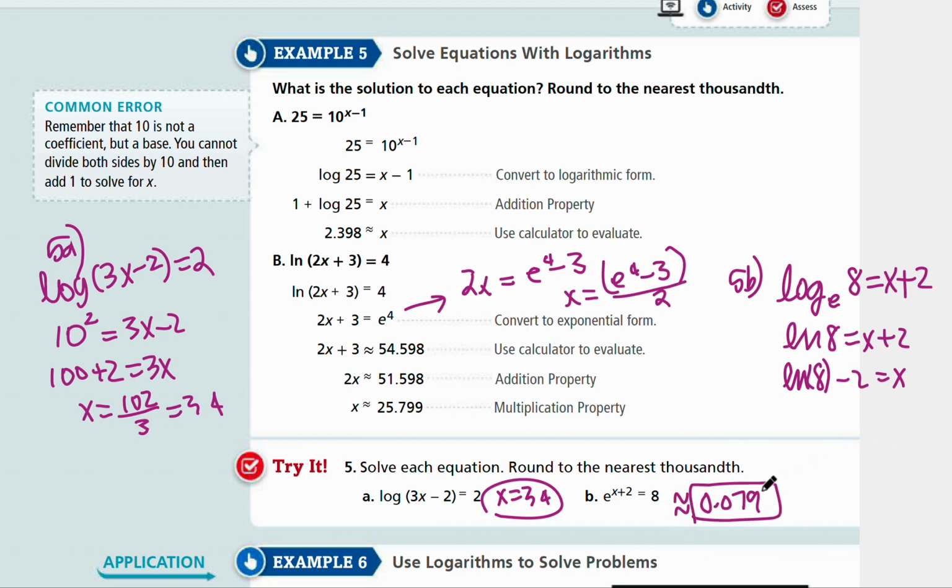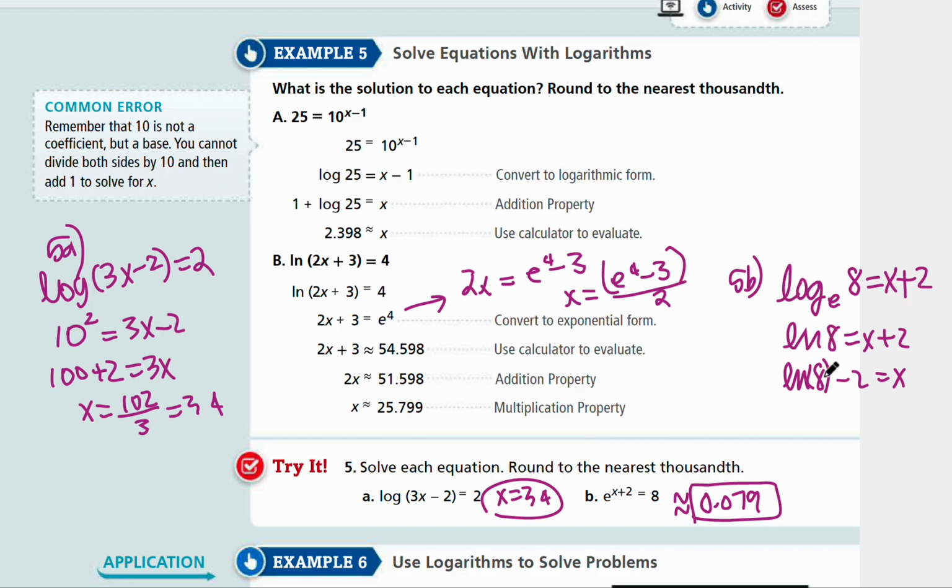Yeah, so another way is to change the form into another form, or you can put ln on both sides and make it ln e to the power of x plus 2 is equal to ln 8, and then change it, but that's going to give you more steps, so just change the form right away.